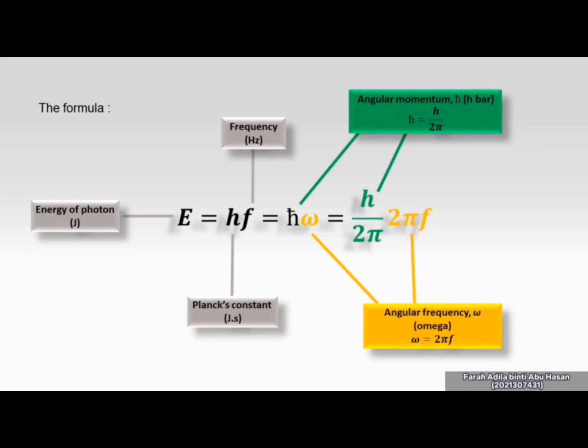The formula E equals hf is derived from the combination of the reduced Planck constant h bar and angular frequency omega. When we insert these two formulas into one, we can cancel off the 2 pi and get the equation E equals hf. E is the energy of the photon, h is the Planck constant, and f is the frequency of the particle. When we insert the values into the formula, the final unit we get is joule, because we already cancel off the unit second in the calculation.